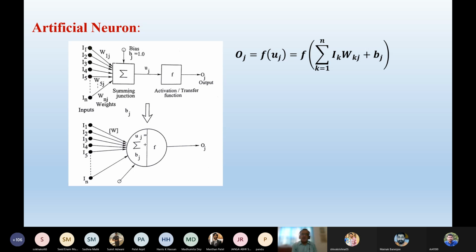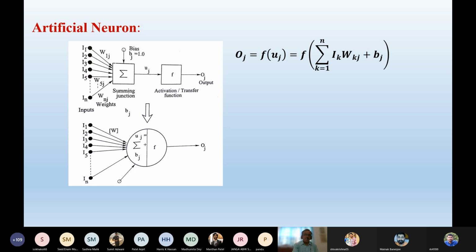Now, if you have any doubt, we'll be discussing at the end, not now. Now, this artificial neuron is replaced by this particular symbol, the symbol of a circle. If you see an artificial neural network, you'll see that the network consists of a large number of circles. This particular circle represents the summing junction and the activation function together.